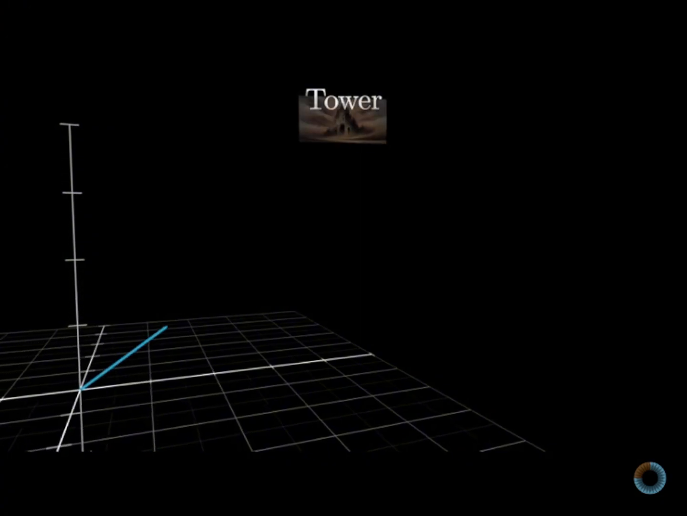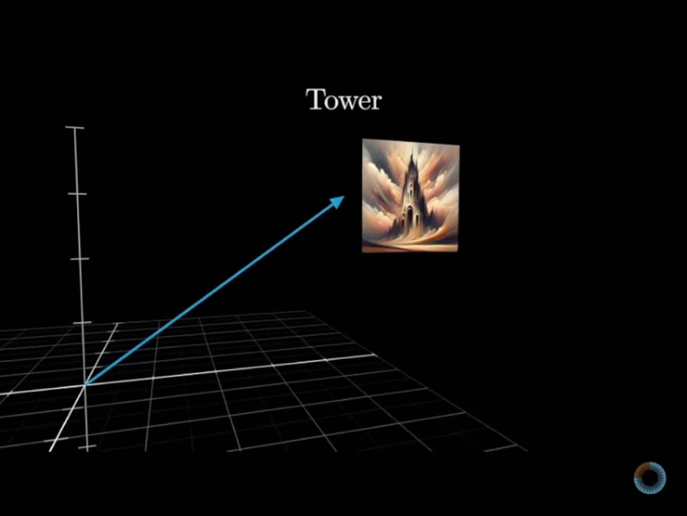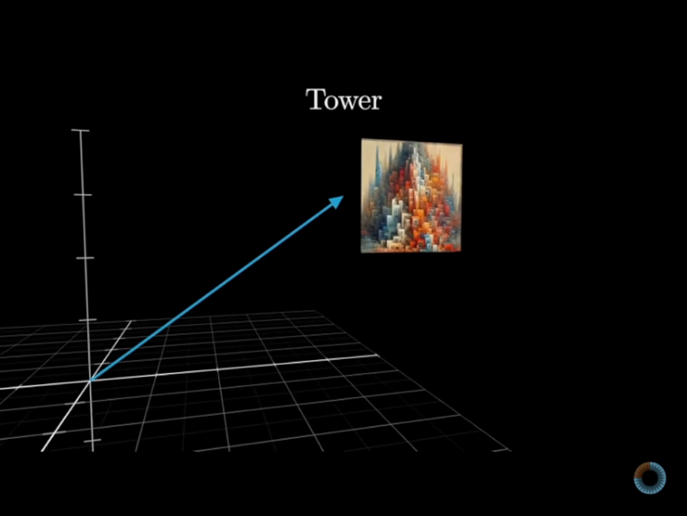To take another example, consider the embedding of the word tower. This is presumably some very generic, non specific direction in this.